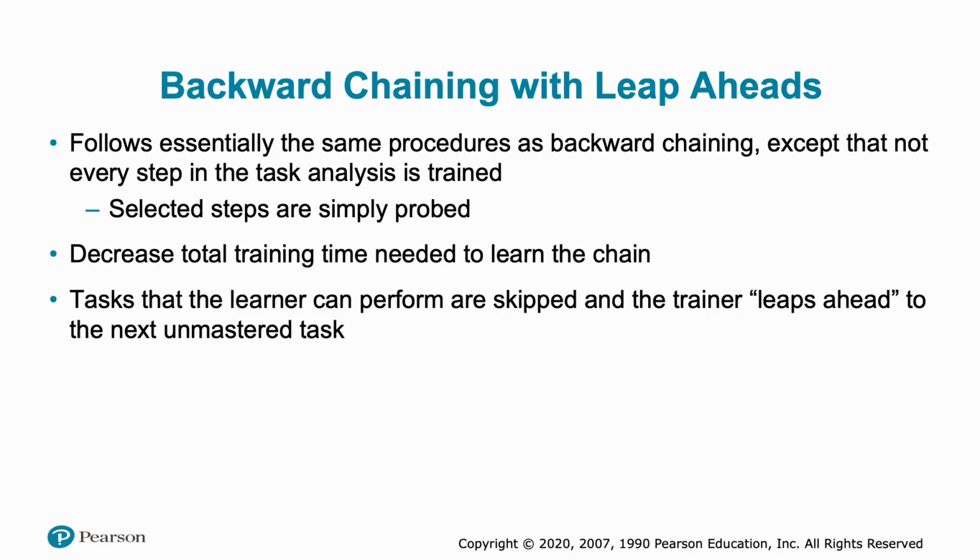Okay, so now let's talk about that variation of backward chaining. So this variation is called backward chaining with leaps ahead. And basically we're following the same procedure as backward chaining, except that instead of progressively and systematically moving to the previous step in the task analysis, you're probing, which means that we're going to check to see which of these steps the learner already has in the repertoire, right? Which can they do independently? And if I test it out, or if I probe a particular skill and I see, okay, this learner can do this step, then I'm not going to waste time training that specific step.